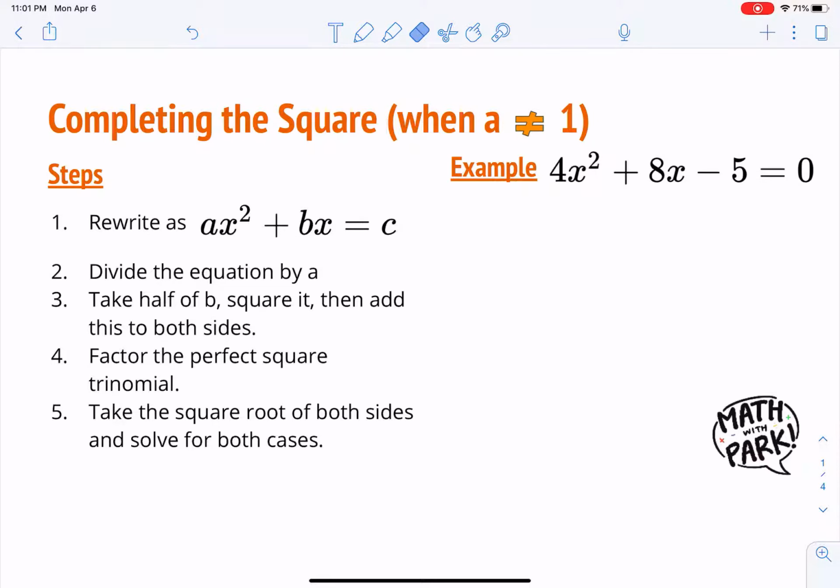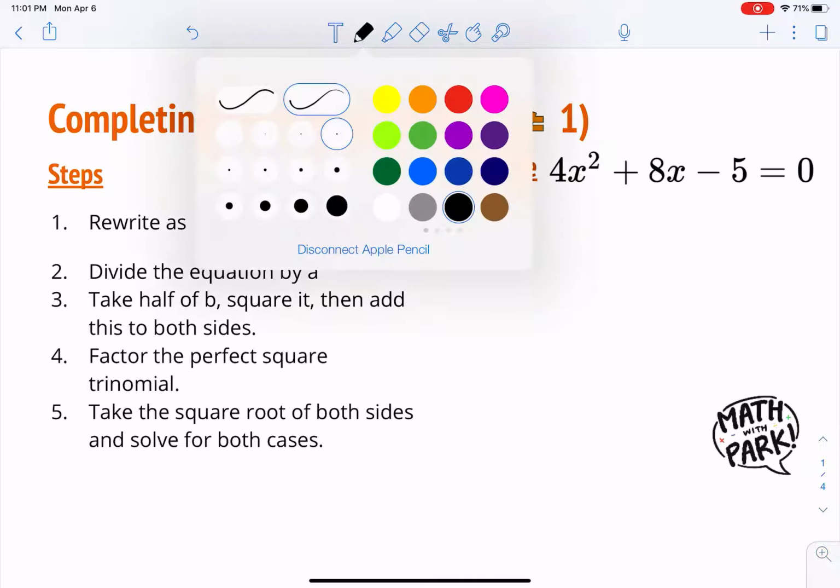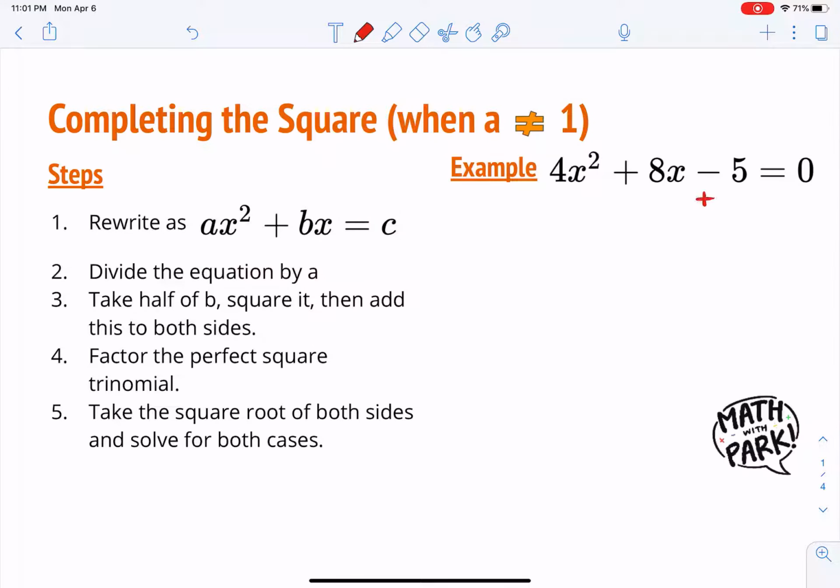Completing the square when a doesn't equal 1. So the first step tells us to rewrite ax squared plus bx equals c. So negative 5, which is c, is on the same side as ax squared plus bx, so we're going to move the 5 to the other side. Can you rewrite it? 4x squared plus 8x equals 5.